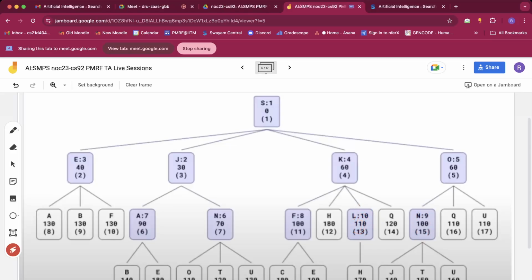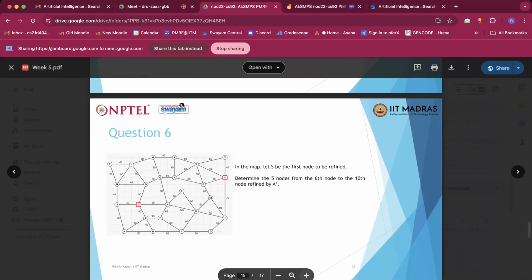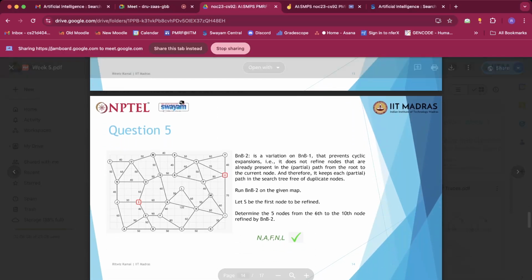Okay, again remember the difference. There can be multiple occurrences in a particular partial path, across different partial paths. So this N is different from this N, because this N is coming from S to J to N, whereas this N is coming from S to O to N. So these are all different N's. So the answer in our case would be N, A, F and L.